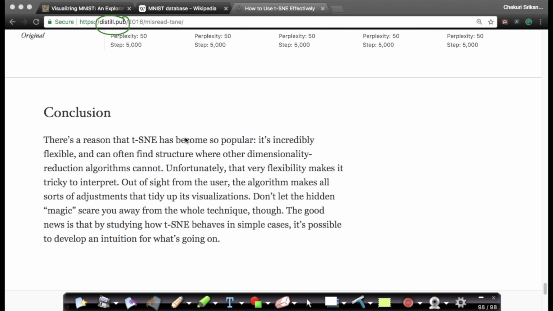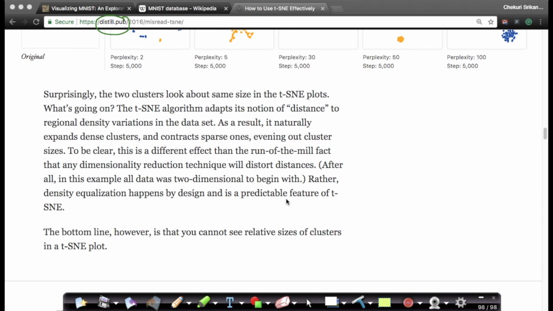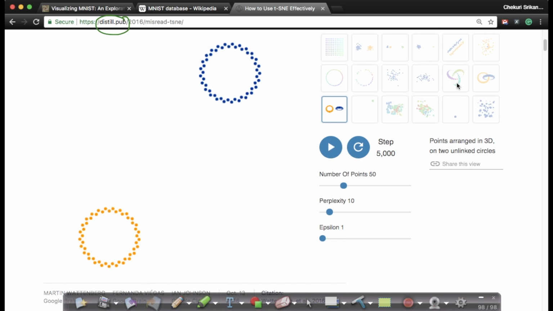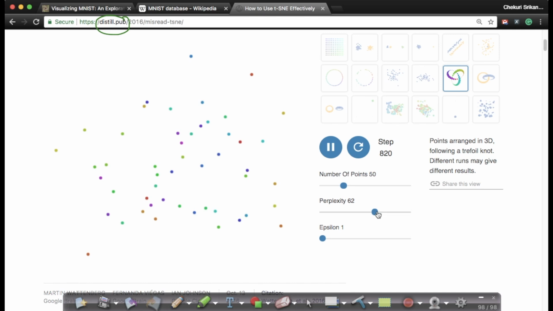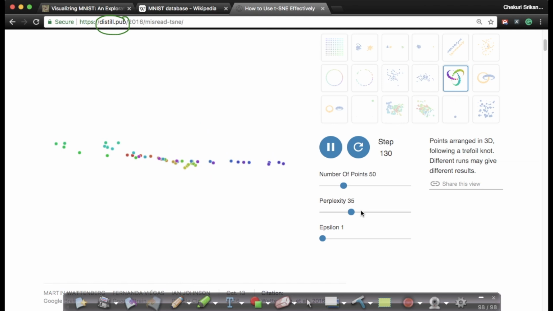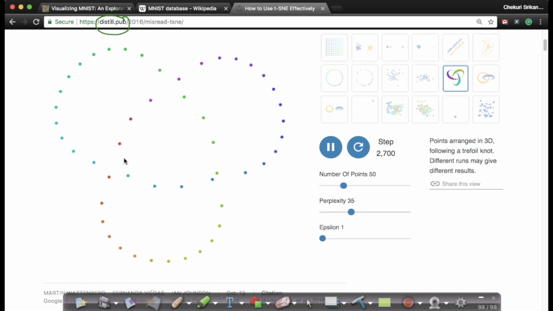And as I promised you, let's just go up. You can play with this data for a very long time. So if I just go to the top of this page, I have all of these shapes. I have my trefoil knot here. And I can say I want a perplexity of, let's say, 50, 60. Okay, it's going crazy now, because my perplexity is just too high. What if my perplexity is slightly low? Okay, yes. As my perplexity is slightly low, by the time I reach 1000 iterations, I got the rough shape.